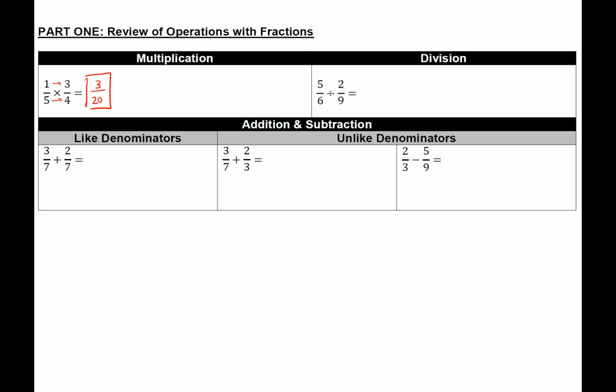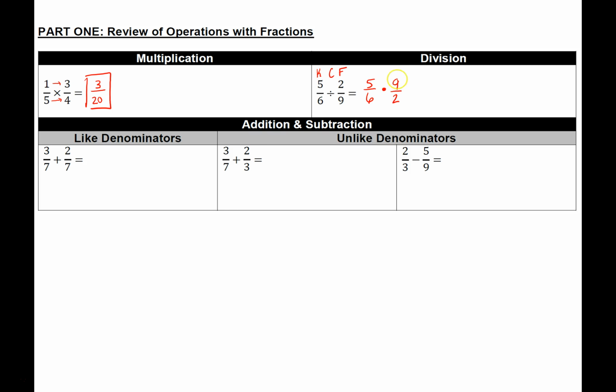The thing with division is we're going to take division and change it to be a multiplication problem. So the way that we do that is by keep, change, flip. We're going to keep the first fraction exactly the same. We're going to change the division sign to be multiplication, and we're going to flip the second fraction. So instead of 2 over 9, this one becomes 9 over 2.